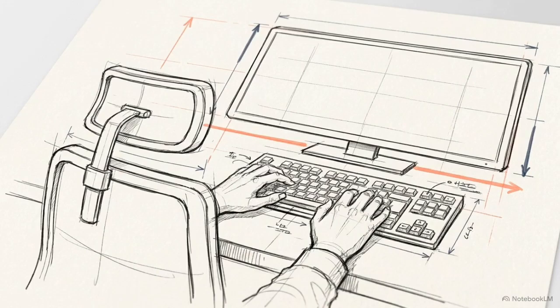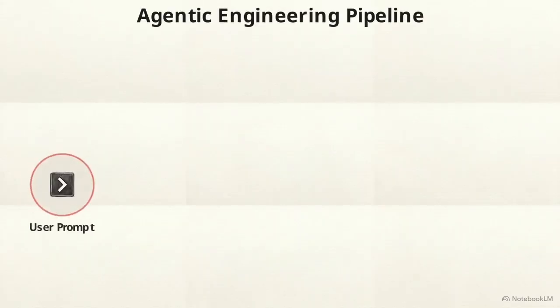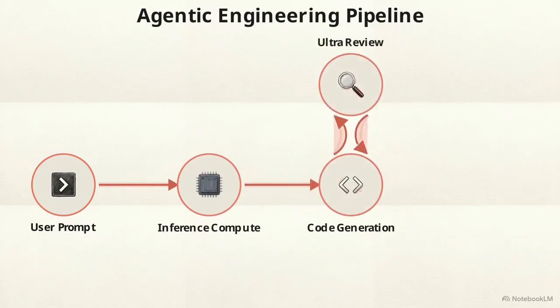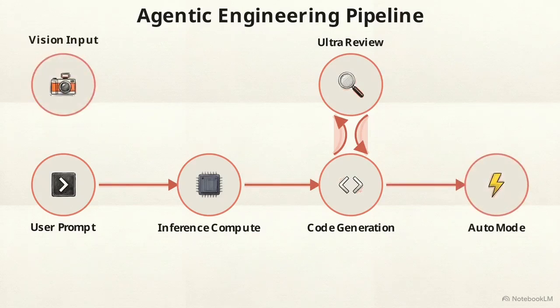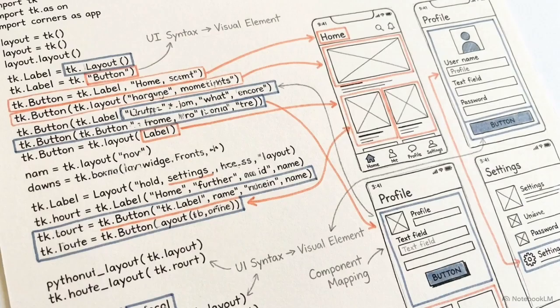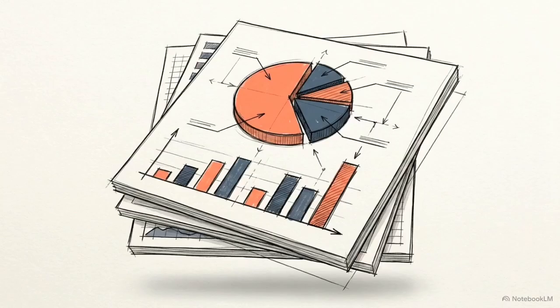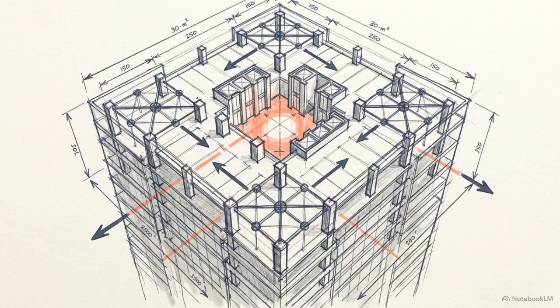Let's review the comprehensive mental model we've constructed. This diagram shows the unbroken flow from user prompt through inference compute into code generation, the Ultra Review loop, and finalized by auto mode. Now we integrate the final update. High-resolution image understanding adds a new, distinct input node to the pipeline. This visual input expands the scope of the agentic loop entirely beyond pure text and code. You can input UI design files, dense document presentations, and architectural screenshots into the pipeline.